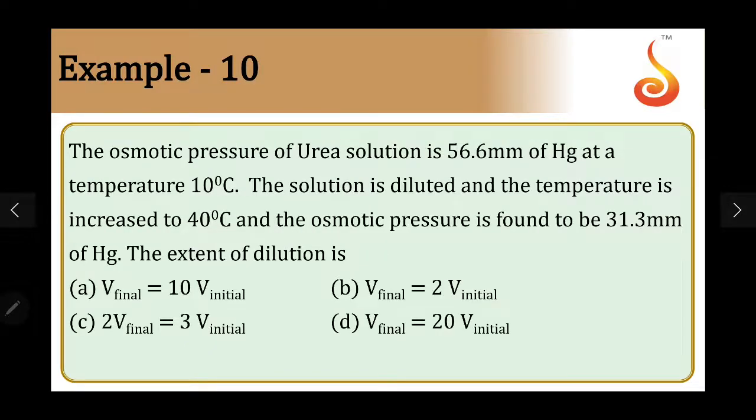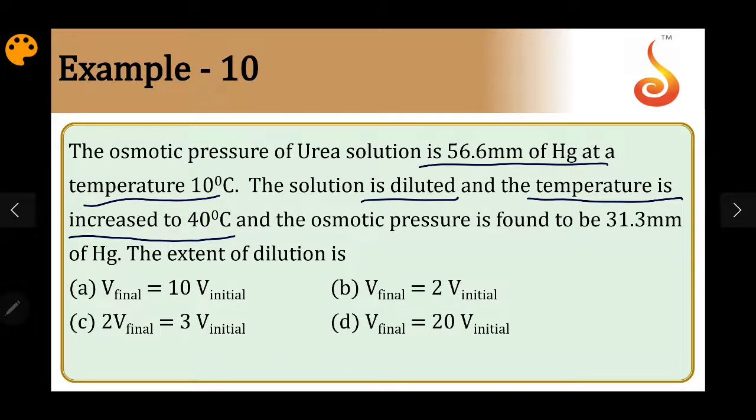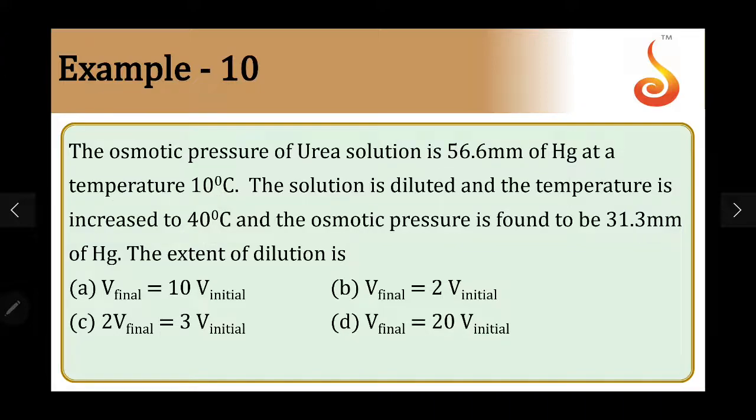Example 10. The osmotic pressure of urea solution is 56.6 millimeter of mercury at a temperature 10 degrees Celsius. The solution is diluted and temperature is raised to 40 degrees Celsius. The osmotic pressure is found to be 31.3 millimeters. What is the extent of dilution? Okay, so we're increasing the temperature to 40 degrees and diluting the solution. So we need to find out the volume relations. We'll go to solution.